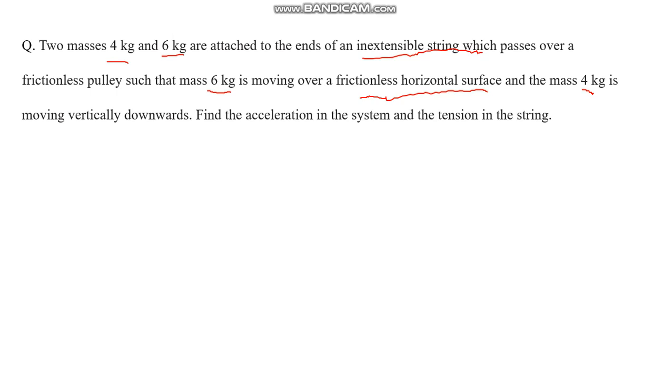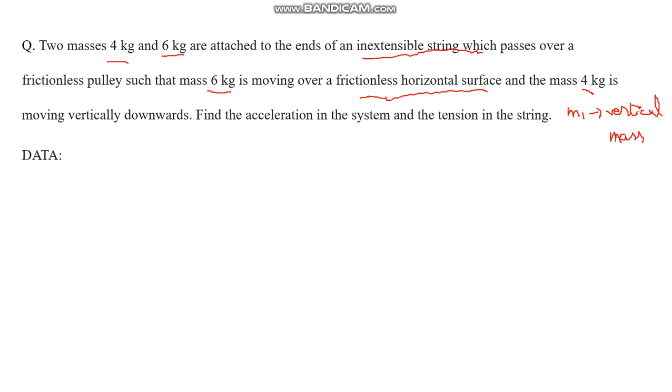Here you have to remember that whatever mass is placed vertically will be taken as m1. I repeat, the mass of that body which is placed vertically will be taken as m1. I may write here: m1 will be taken as the vertical mass. Vertical mass means the mass of that body which is placed vertically. You have to remember this, otherwise the answer will go wrong.